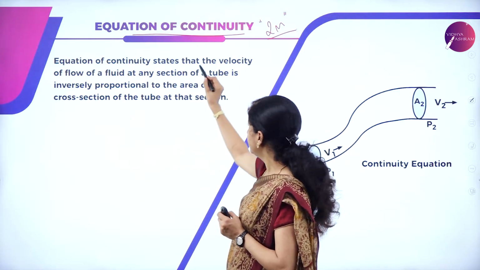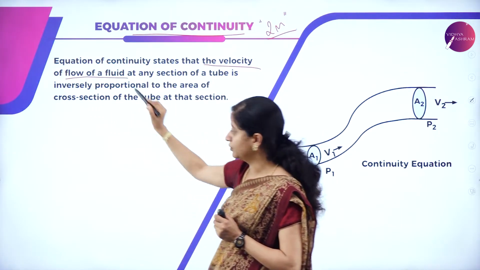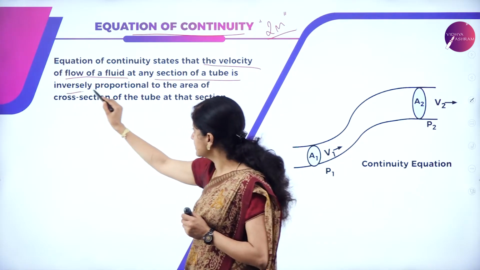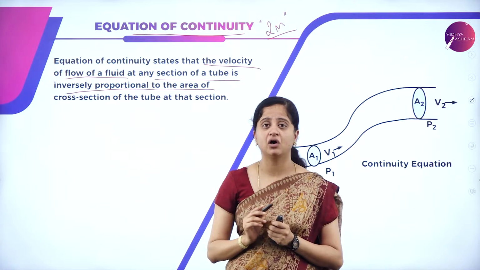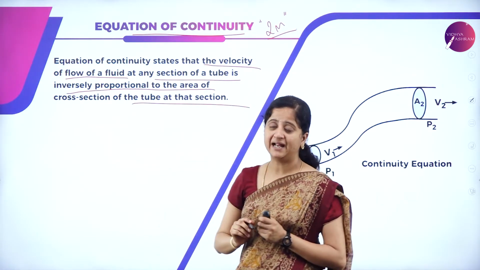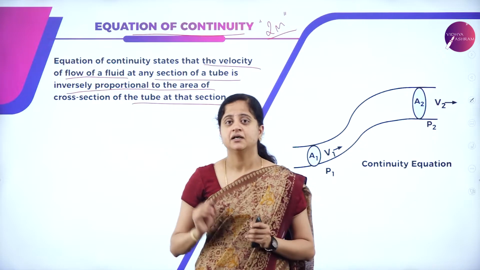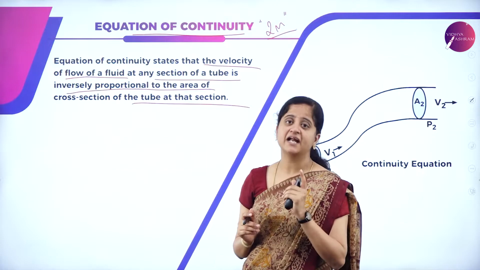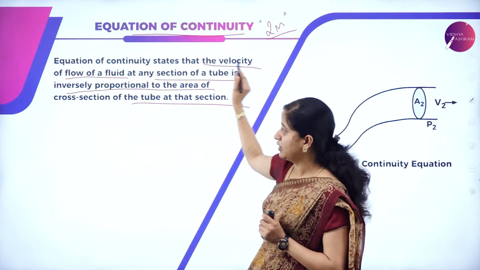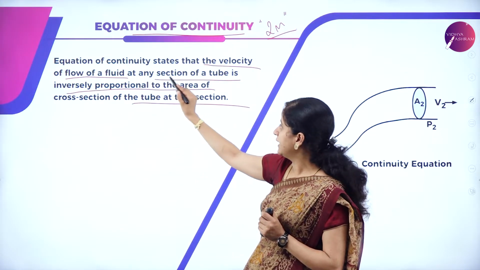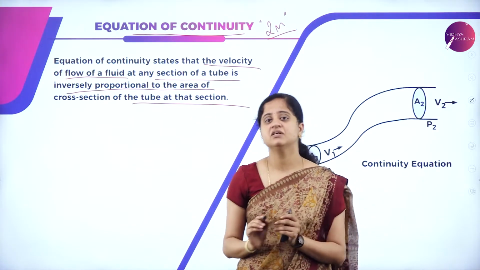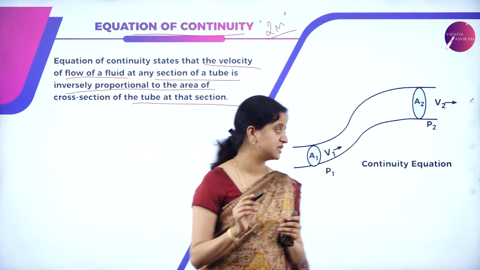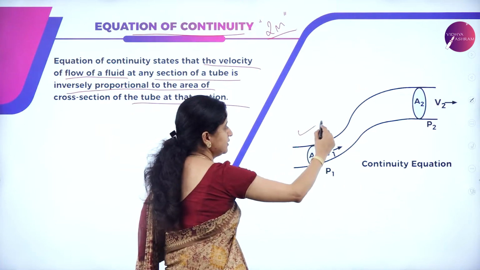It states that the velocity of flow of a fluid at any section of a tube is inversely proportional to the area of cross section of the tube at that section. So the equation of continuity deals with 2 concepts, that is velocity and area. It says that the velocity of flow of a liquid at any section of a tube is inversely proportional to the area of cross section of the tube at that section. To understand this, let us consider one example.